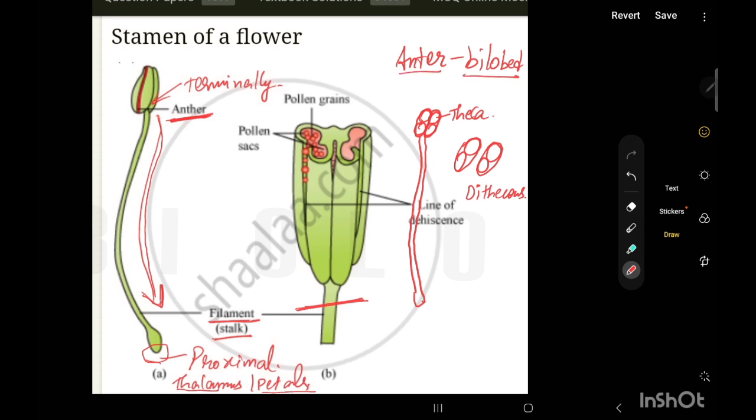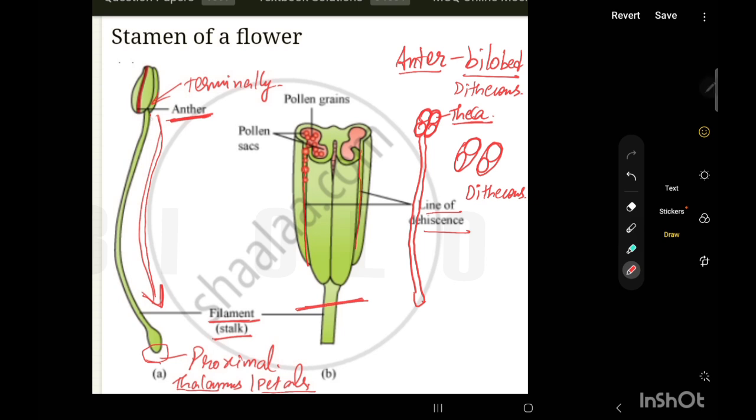Anther is bilobed, present terminally on the stamen, and each lobe has two thecas. Hence it is bilobed and dithecous. This anther has a longitudinal groove called line of dehiscence, which helps in the spreading of pollen grains after maturation. So this is the basic structure of stamen on the flower.